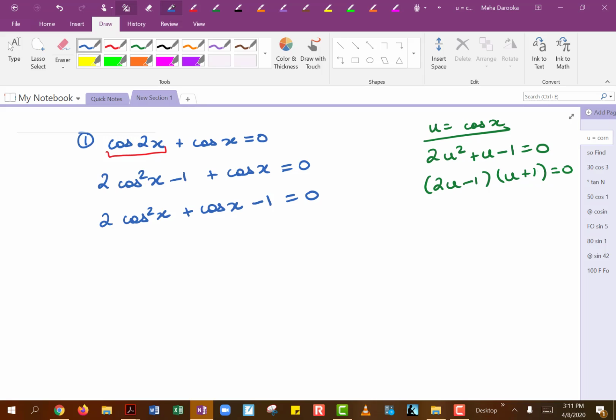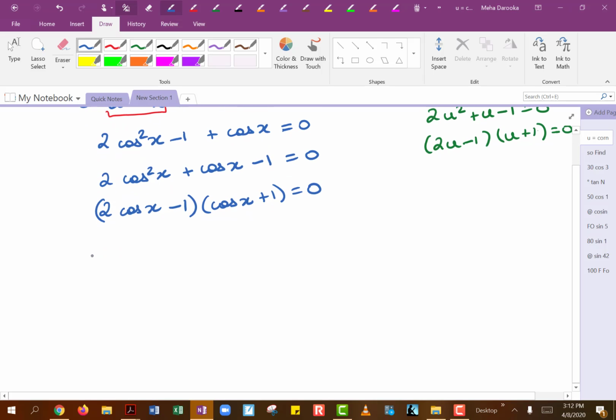And then we can come back to our problem and rewrite this as 2 times cosine of x minus 1 for our first factor, and the second one of course will be cosine of x plus 1, and then everything equal to 0. Okay, so we'll go ahead and factor this, and then of course take each factor, set it equal to 0, and then get your cosine of x function by itself.